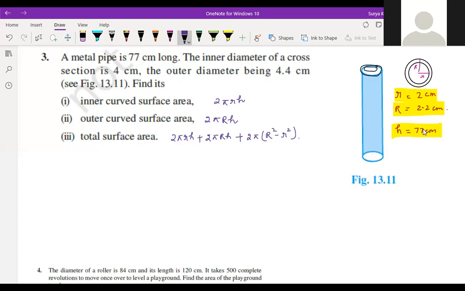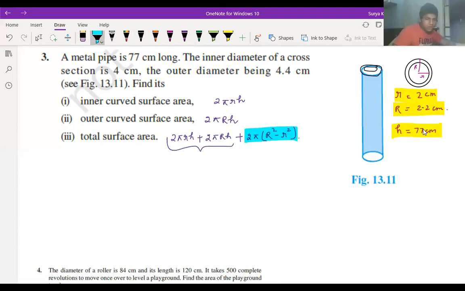Tell me, children, you are having doubt in the formulas. Which part are you having doubt in? I'm not able to get how we got 2 pi into R square minus r square. You are getting this much, right, Sahil? Most of the people are having doubt in this part, right? Yes, sir. So now I'm just drawing concentric circles here, then you will be able to understand properly.